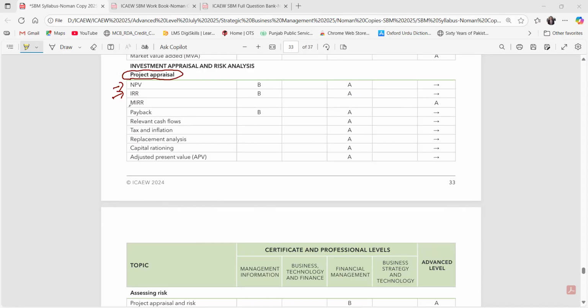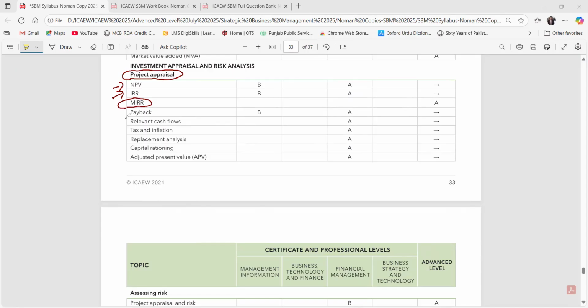Then MIRR, that is basically an advanced technique. Probably you might not have studied this section of MIRR. MIRR stands for modified internal rate of return. That is an advanced technique of IRR.